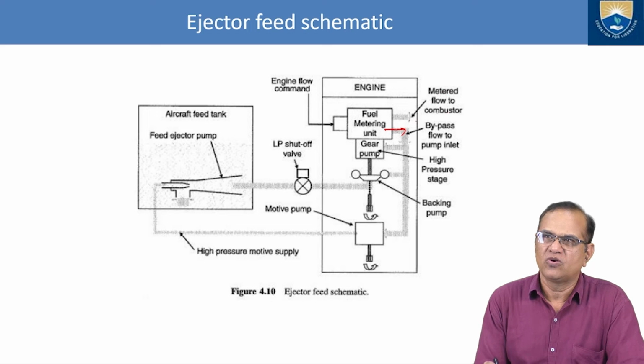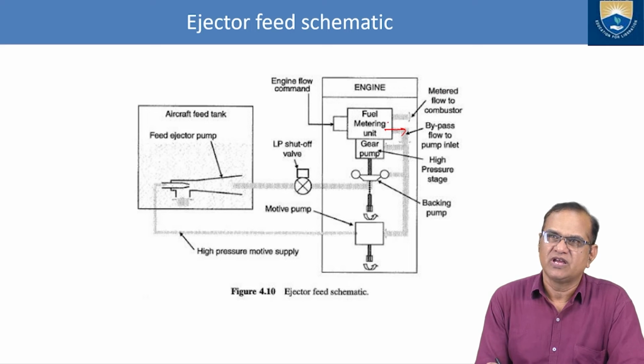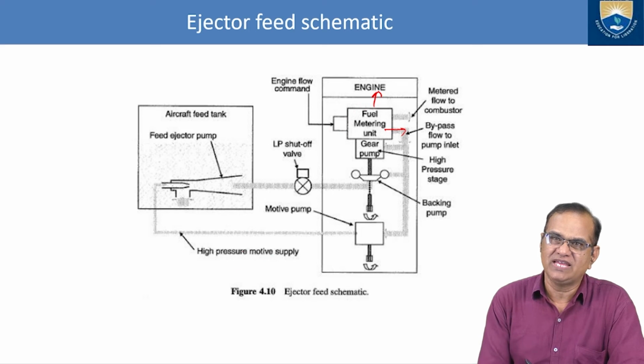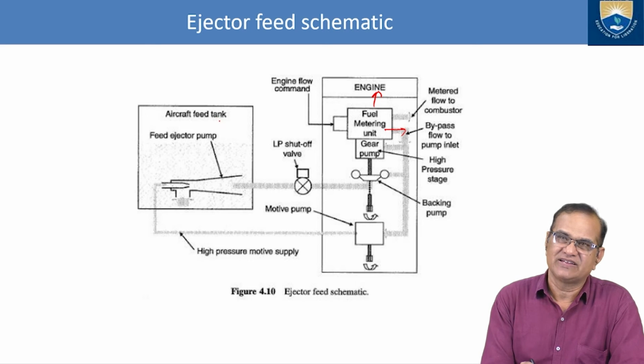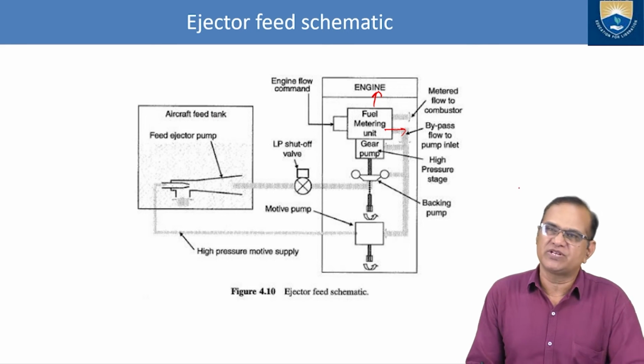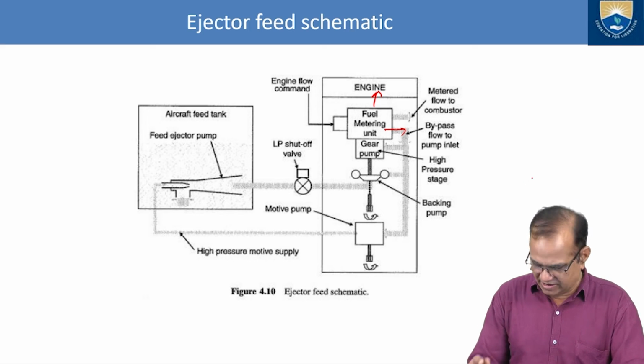Metered flow to the combustor, fuel metering unit from here. This goes to the engine. And here, the high pressure motive supply is given from here. And this goes to this pump, fuel injector pump, aircraft feed tank. So in this way, this is the schematic and the principal operating procedure for the ejector feed schematic diagram.